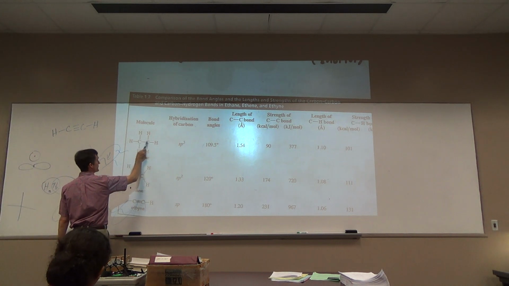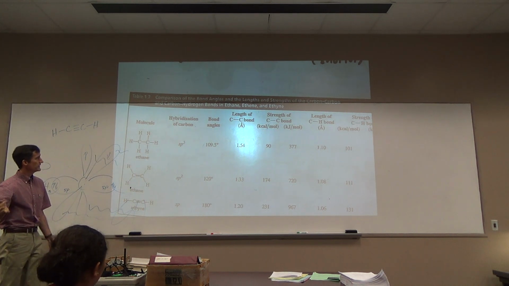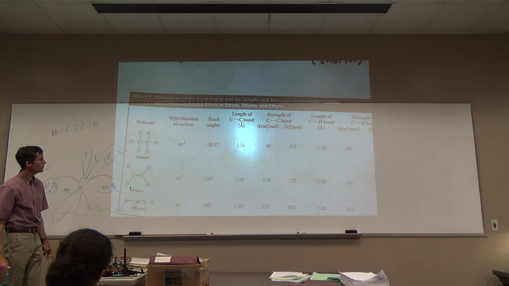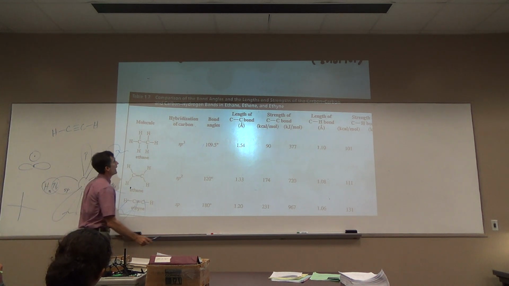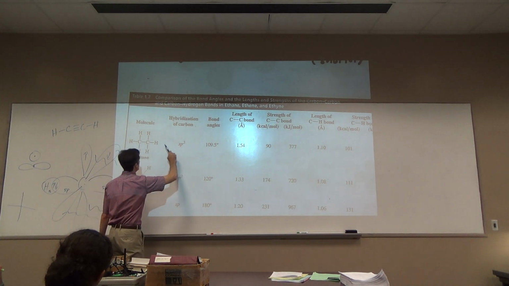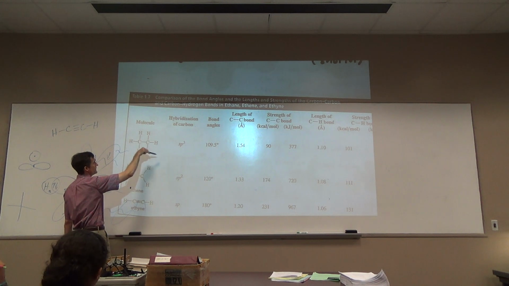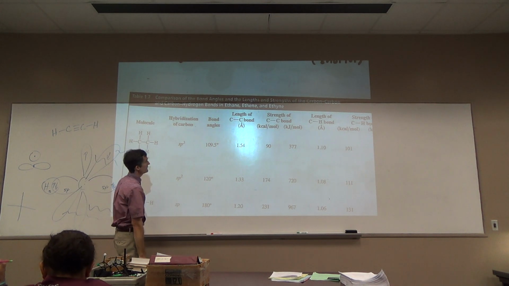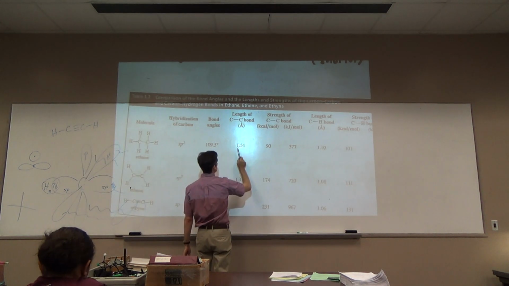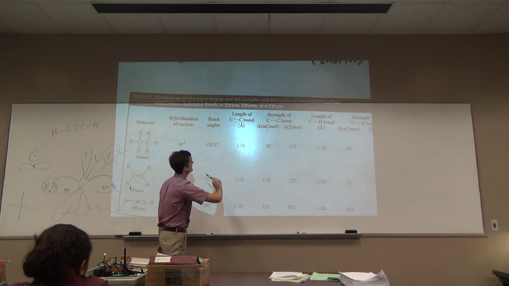For these sp3 carbons, the H is not hybridized. It's just using an s orbital. The bond angles of sp3 are 109.5, all these bond angles here. The length of the carbon-carbon bond, typically in angstroms, is 1.54.